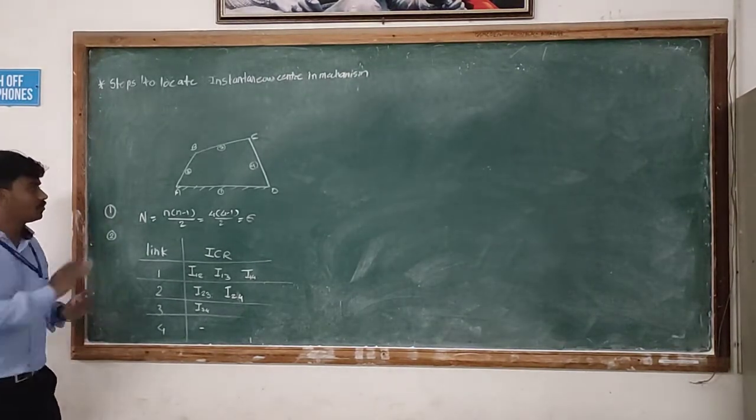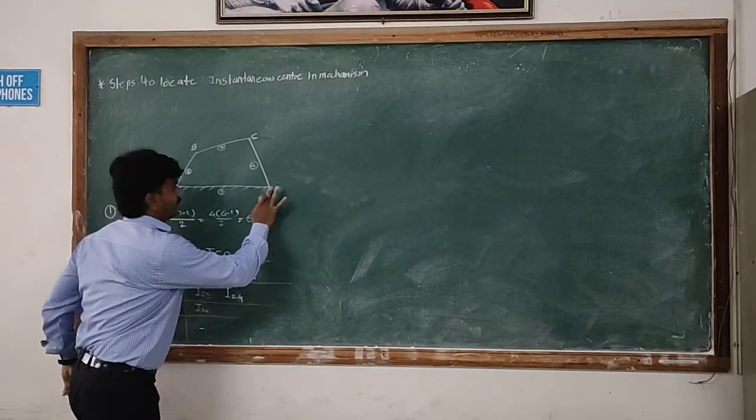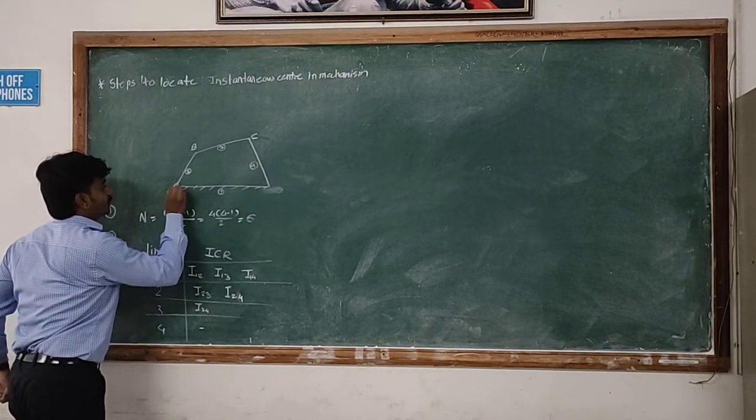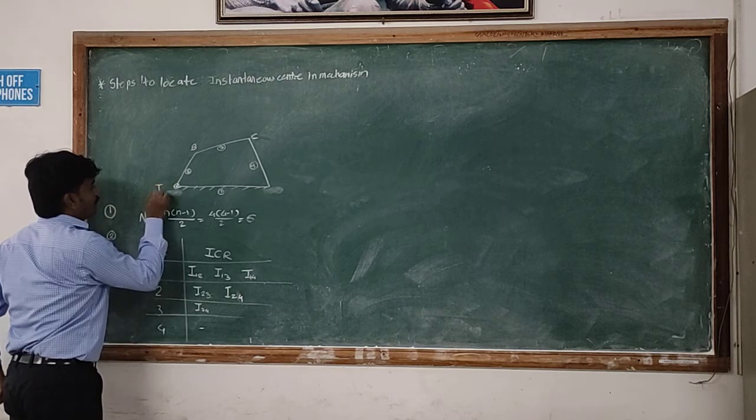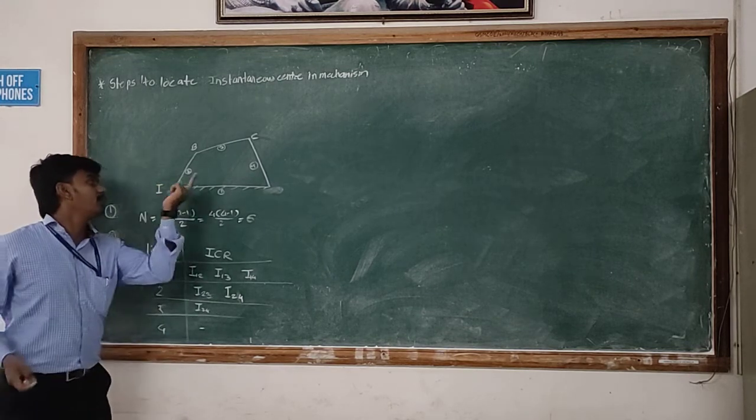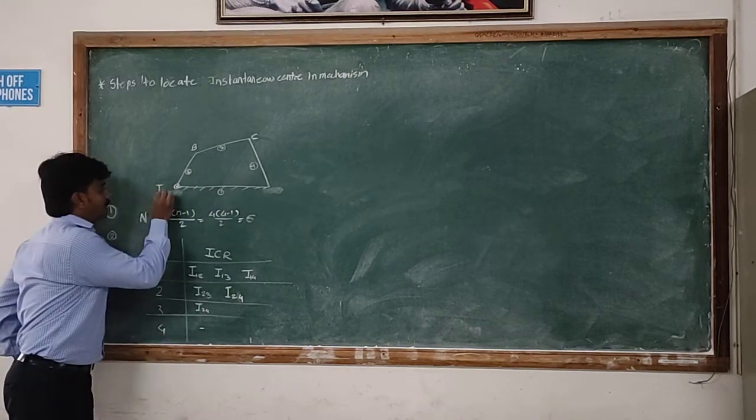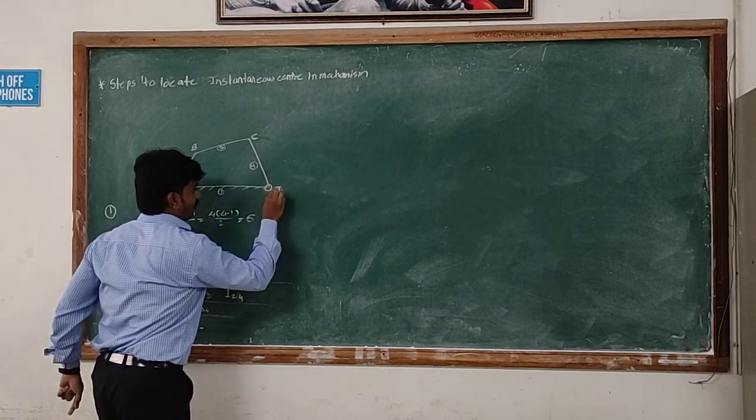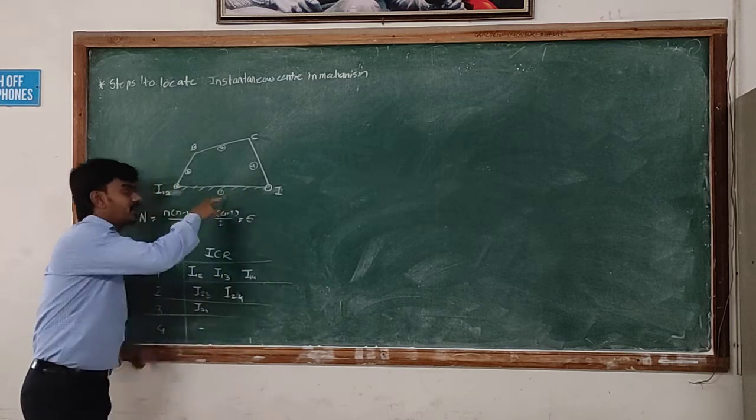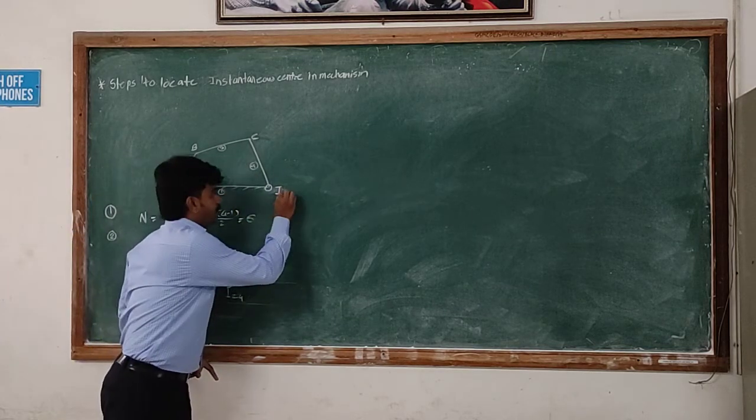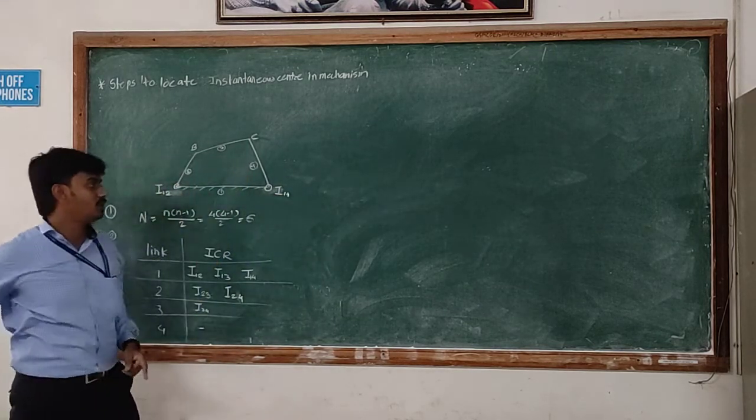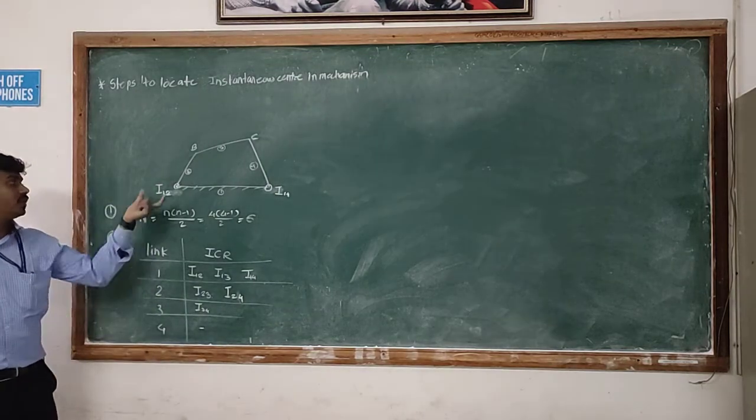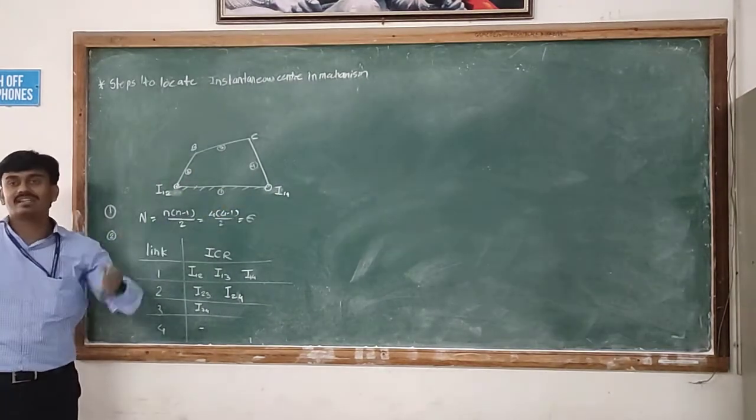Okay, so we will mark the fixed instantaneous centers. This is our instantaneous center, and it is common between link 1 and 2, so it is I12. Here is another instantaneous center, common between link 1 and link 4, so it is I14. These are the two fixed instantaneous centers.